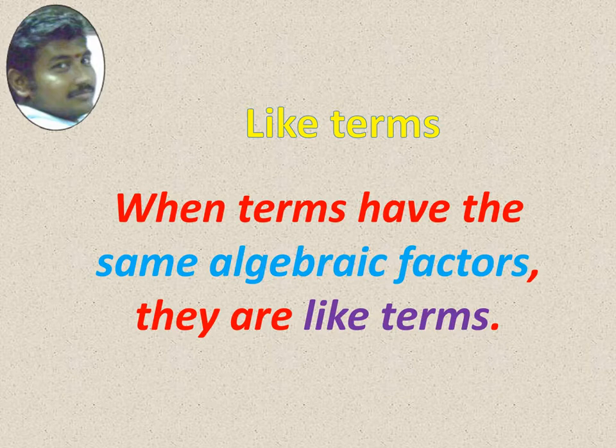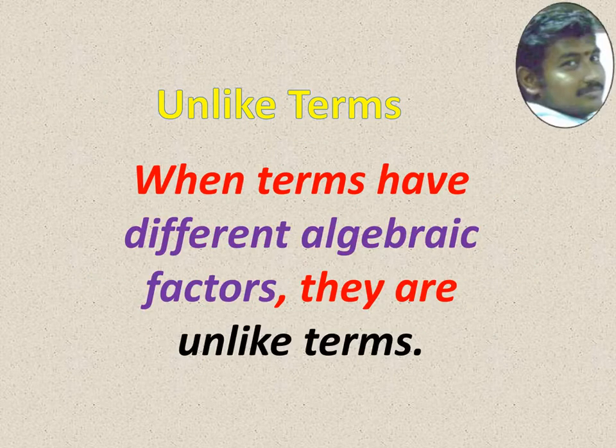Like terms. When terms have the same algebraic factors, they are like terms. Remember, terms with the same algebraic factors are called like terms. Suppose they do not have the same algebraic factors, then yes, you are right, they are unlike terms. When terms have different algebraic factors, they are called unlike terms.